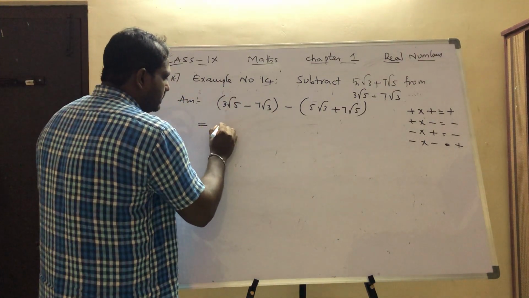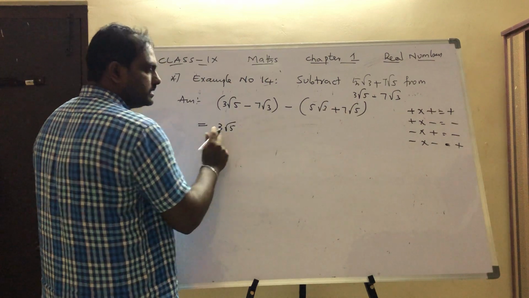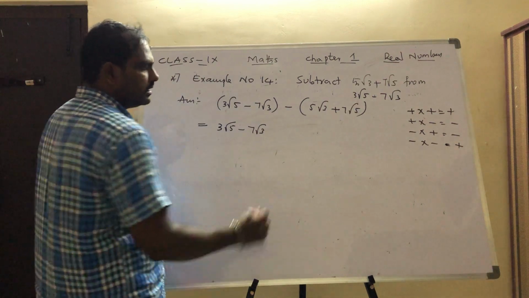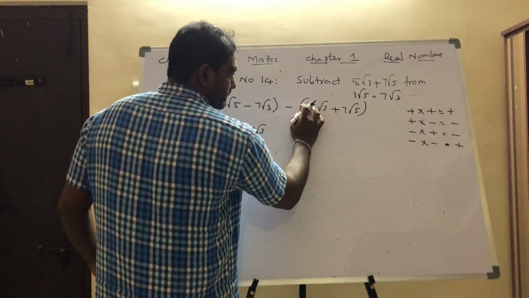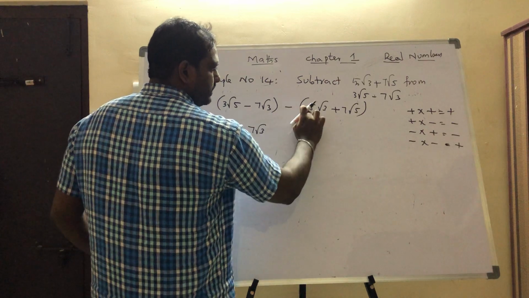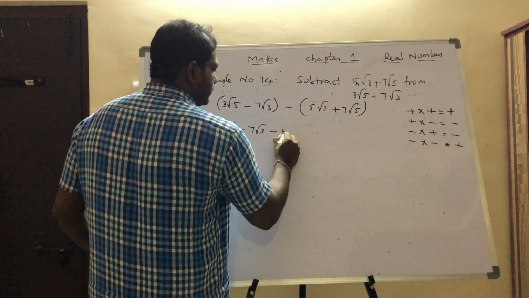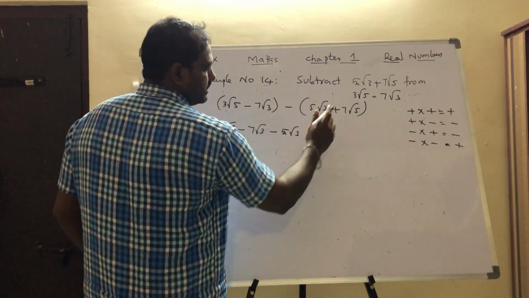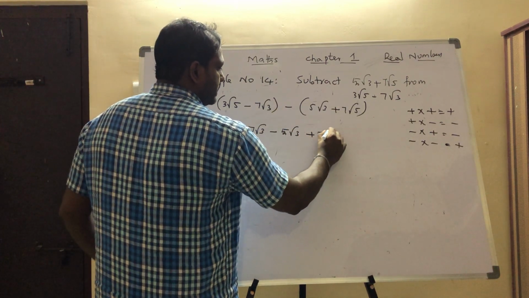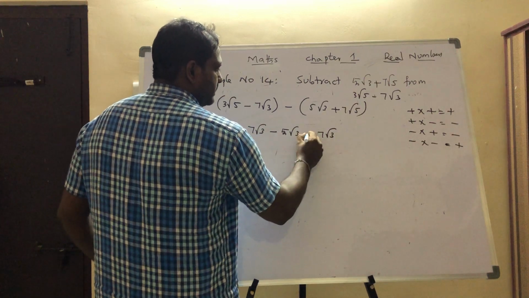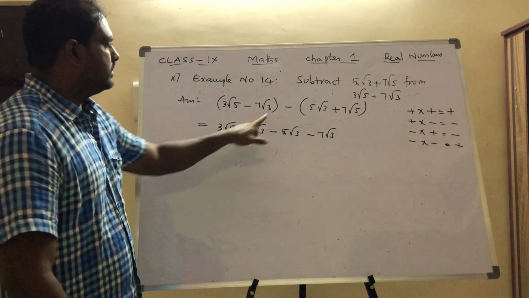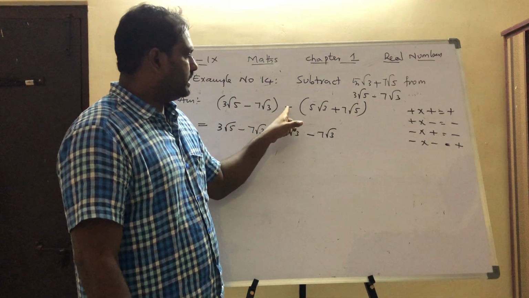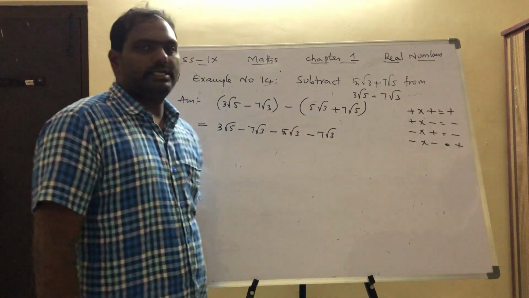Now the next step: 3 root 5 minus 7 root 3, and here no symbol is given for the numbers in the bracket, so we assume plus. Minus into plus is minus 5 root 3. Next, minus into plus, plus 7 root 5, is minus 7 root 5. Look at this, if nothing is given it is plus. Minus into plus is minus 5 root 3, and similarly minus into plus, minus 7 root 5.